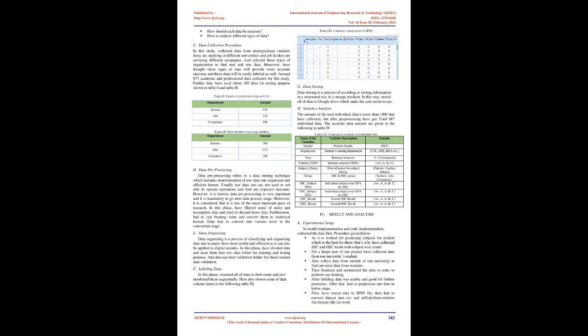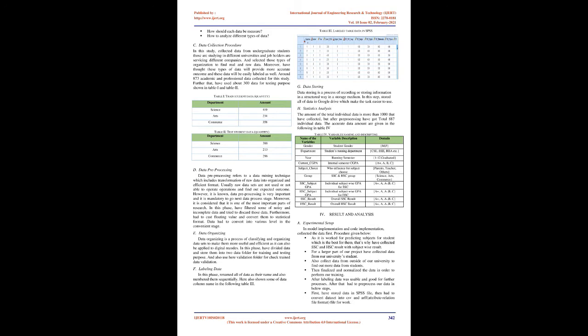Data collection procedure. In this study, we collected data from undergraduate students studying in different universities and job holders serving different companies. We selected those types of organization to find real and raw data. Moreover, we thought these types of data will provide more accurate outcomes and will be easily labeled as well. Around 873 academic and professional data were collected for this study. Further, we used about 300 data for testing purposes, shown in Table 1 and Table 2.